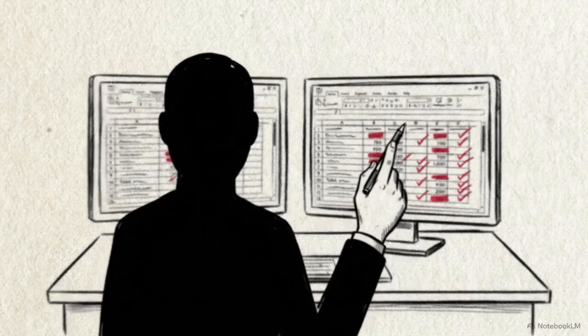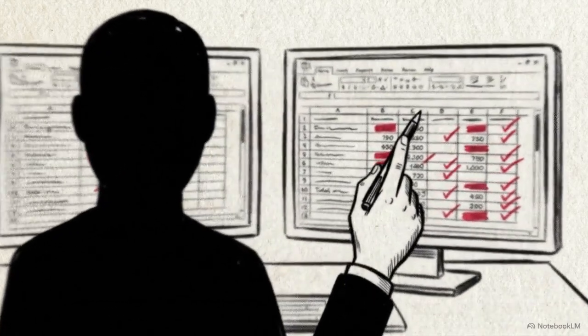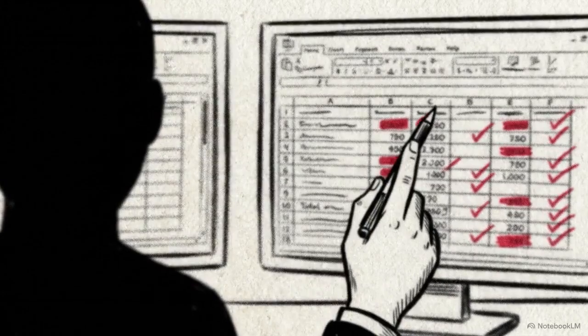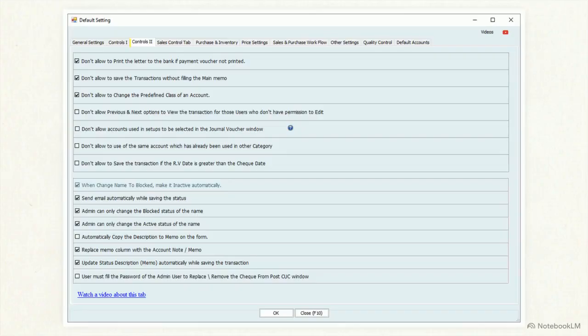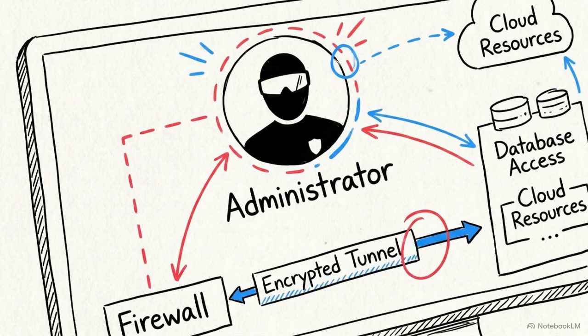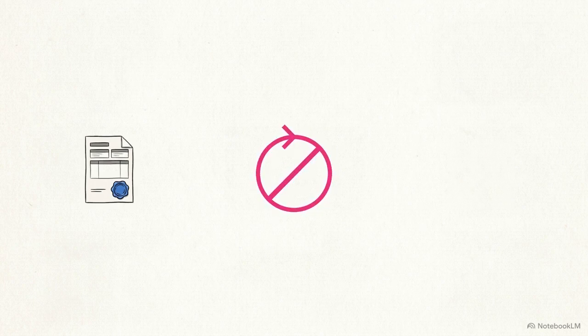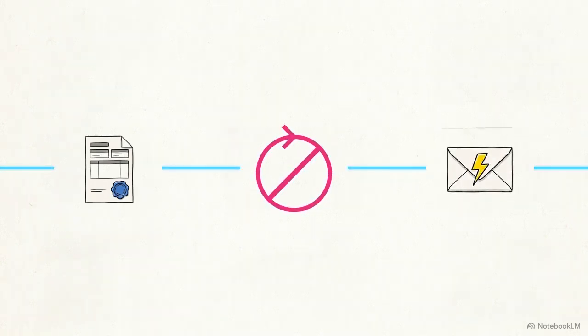Manual errors and incomplete data entry during the daily transaction cycle often lead to significant discrepancies during month-end reconciliation. To prevent these issues, we will use the default setting window to standardize your transaction workflows and automate specific administrative updates. Before beginning, ensure your account has full administrative privileges, as these global configurations affect all users in the system. We will focus on enforcing voucher and memo requirements, restricting account reuse, and configuring automated status notifications.